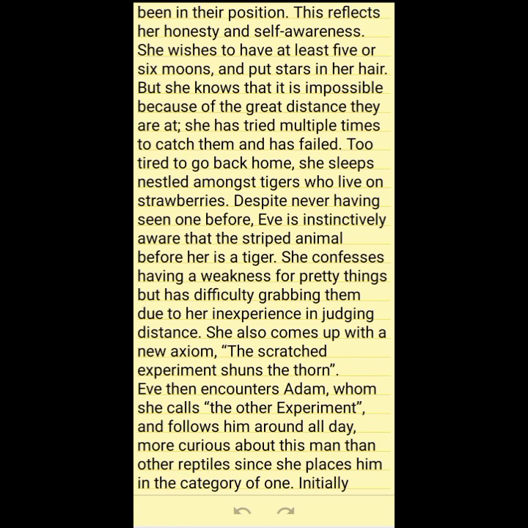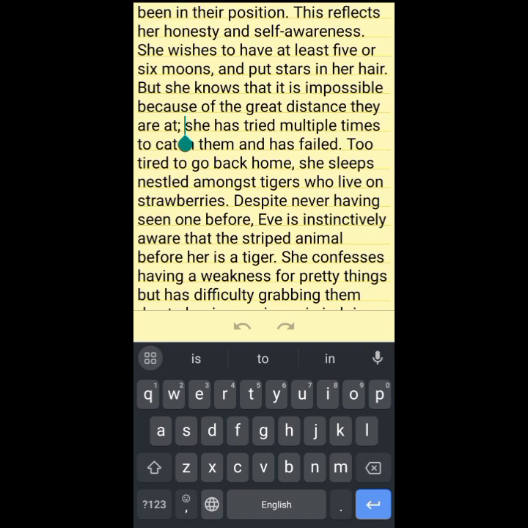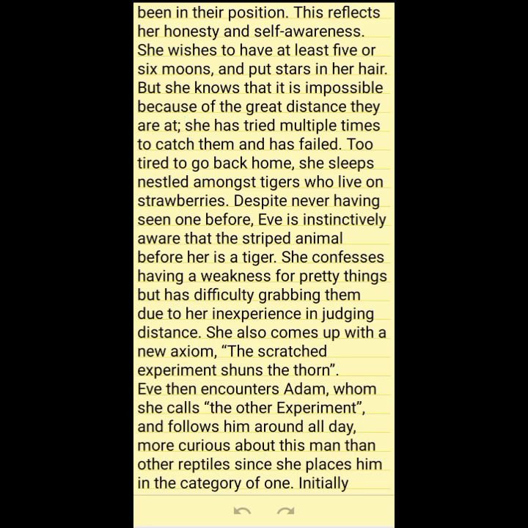So basically, here the writer wants to tell us that Eve gazed at the moon each night, but one day that moon completes its circle, and on the 14th date you see the moon in its full form. So changing positions of beauty disturbs her. She wishes to have at least five or six moons and put stars in her hair, but she knows that it is impossible because of the great distance they are at. She has tried multiple times to catch stars and has failed.